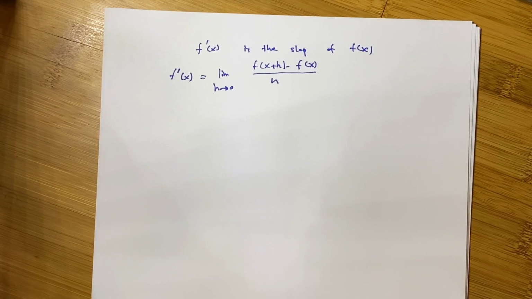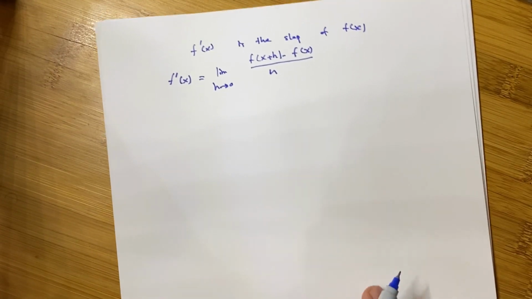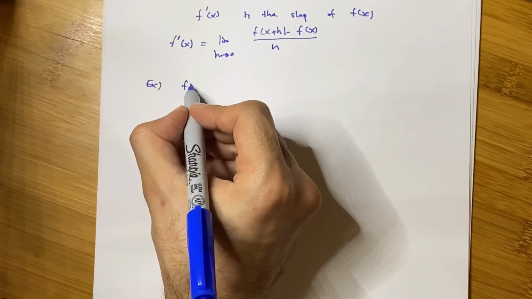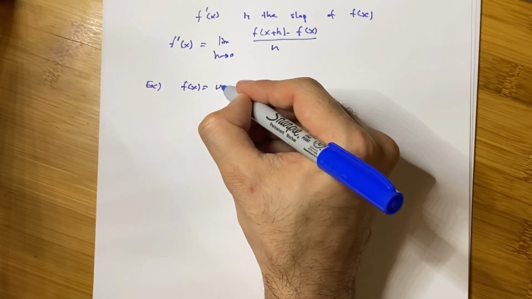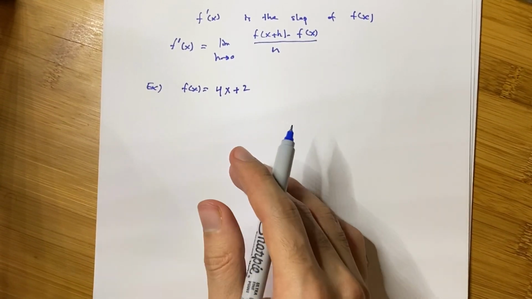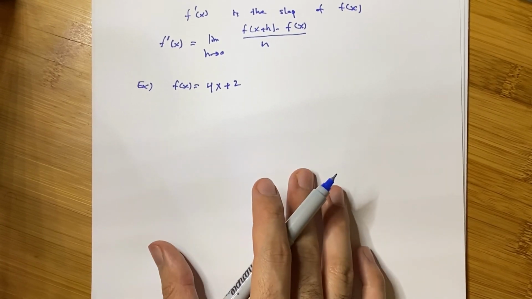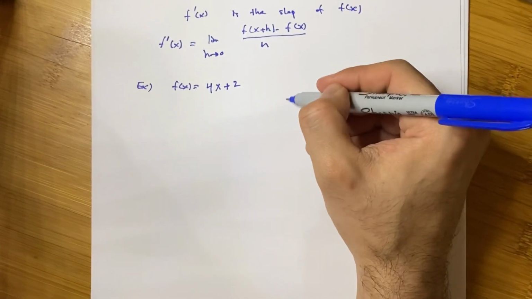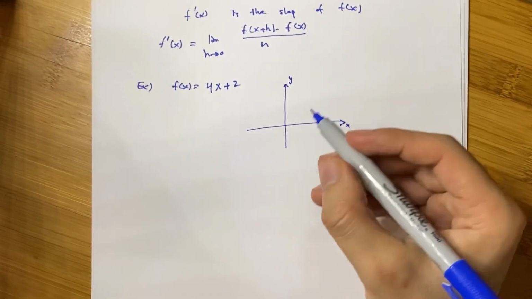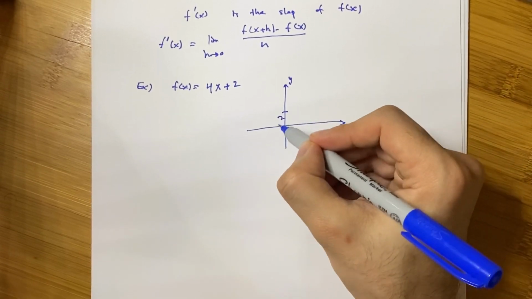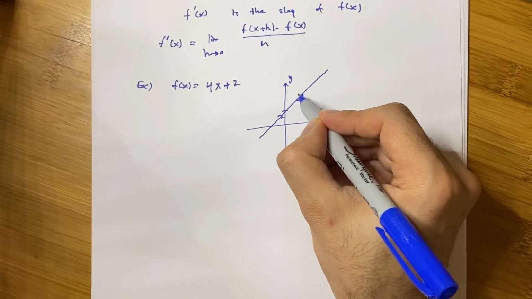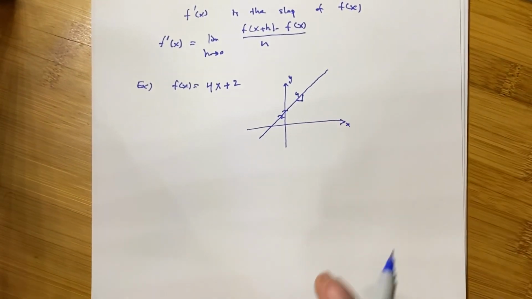Let's jump now to a linear function. Let's say we have a linear function f of x is equal to 4x plus 2. This is just a line. Basically, when we draw it, it should be something like this. We have a positive slope of 4.